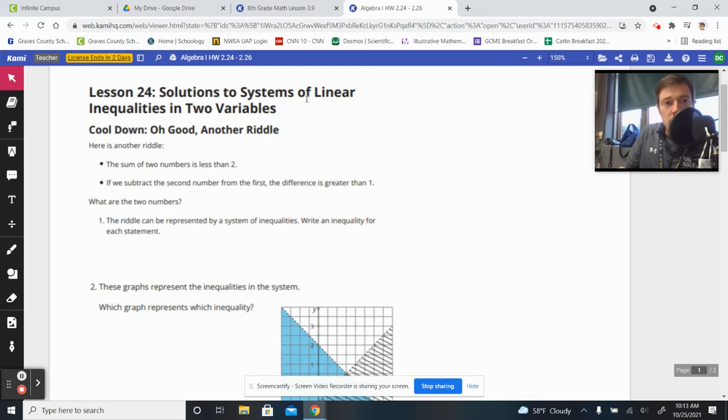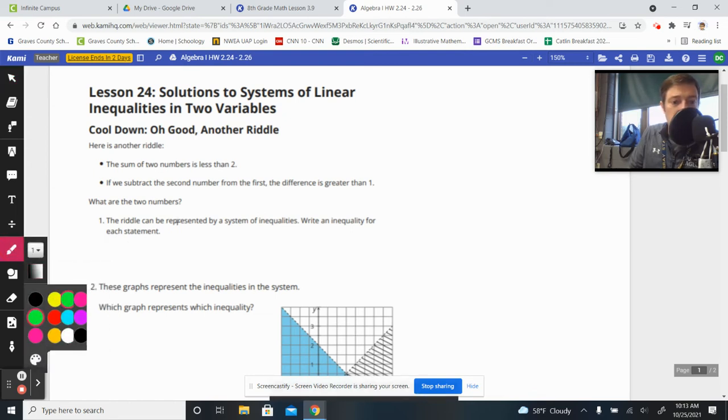So not just linear equation solutions, but now we're looking at systems of them. We've got two lines on the graph, and both of the lines are created by having two variables in the equation, or the inequality in this case. And then there's going to be shaded regions on both sides. We're looking for where those shaded regions overlap, and that's going to be our solution. So that's our general idea.